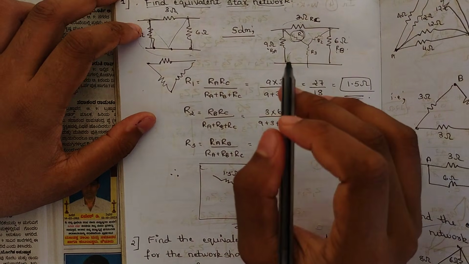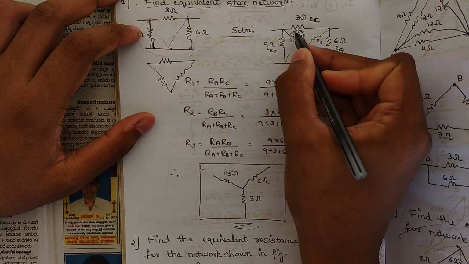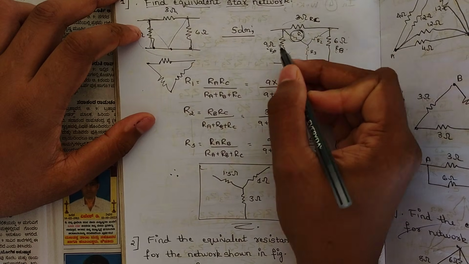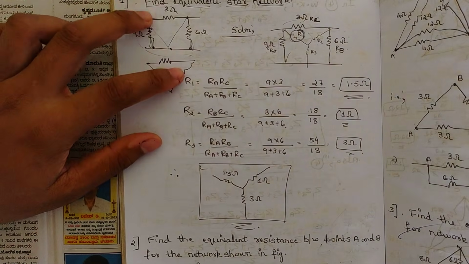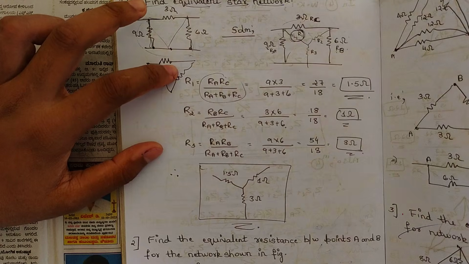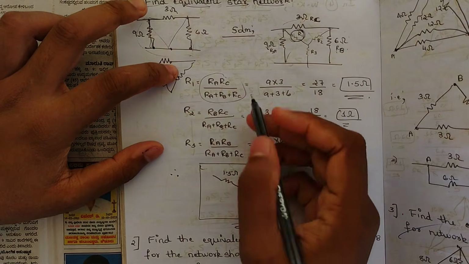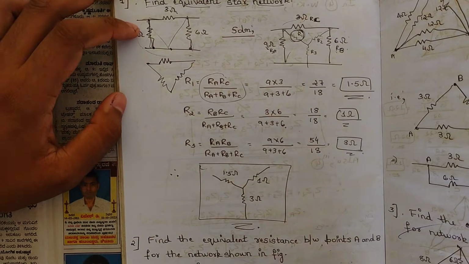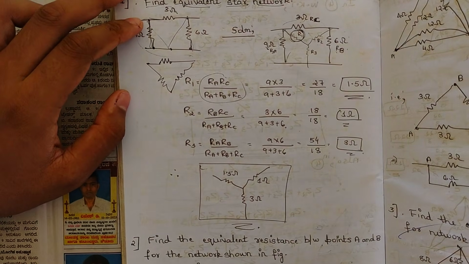In order to convert from delta to star, R1 is equal to 9 ohm into 3 ohm divided by 9 plus 3 plus 6, in case of R1. So this is the formula I have represented. If you know the trick, directly you can do it. You don't need to write these intermediate steps, as this would be taking time. I wrote it so that you people can understand it.